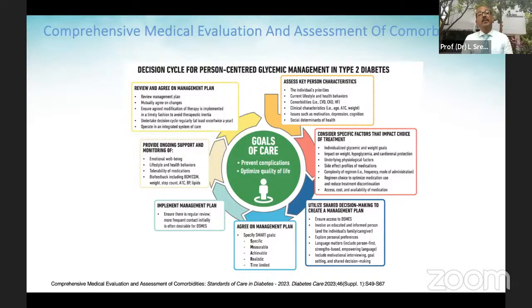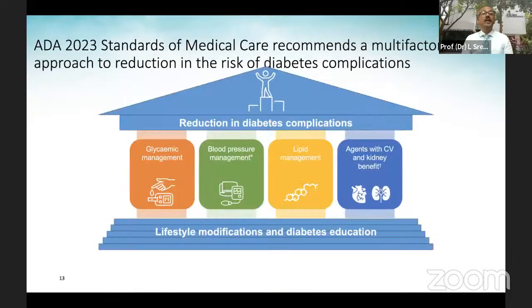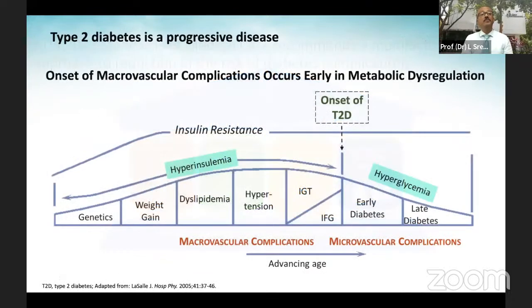And of course, we need comprehensive medical evaluation and assessment of comorbidities. This is what all the guidelines talk about: the patient-centric approach. You need to be specific, you need achievable targets, you need to factor in various comorbidities, and it has to be realistic and time limited. So ADA 23 clearly talked about the medical care recommendation having to be multifactorial: the glycemia, the blood pressure, the lipids, and the CV and kidney benefits, apart from the lifestyle modifications, and education has to be the foundation. So this is what we talk about, the holistic approach or the patient-centric approach.